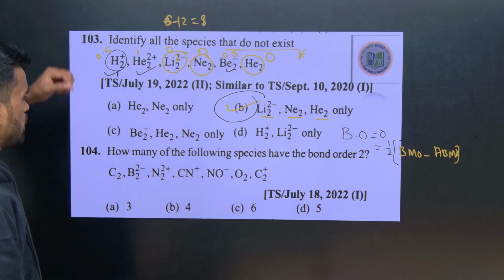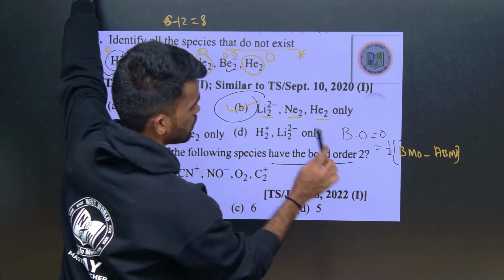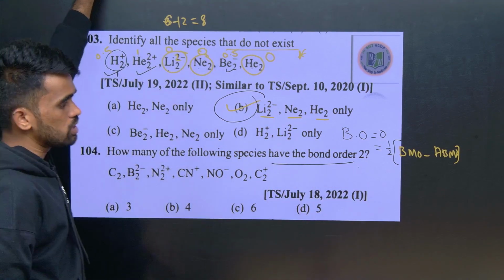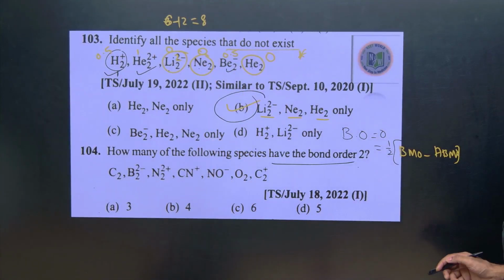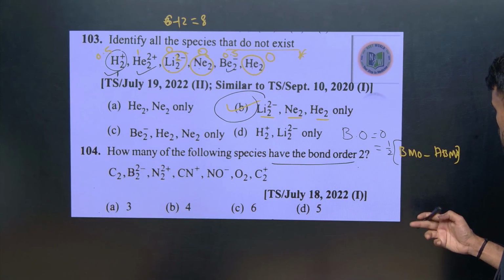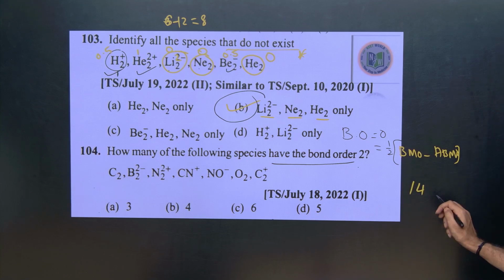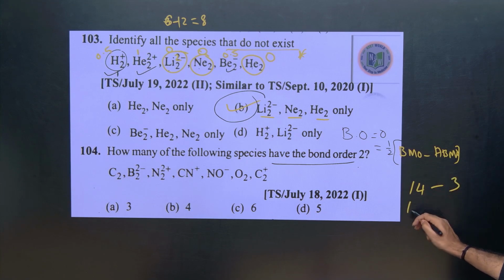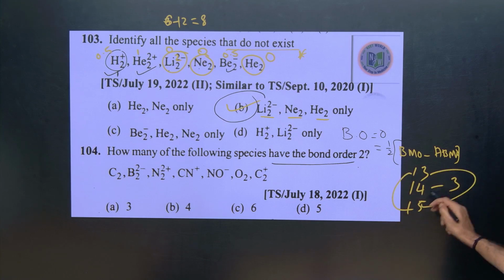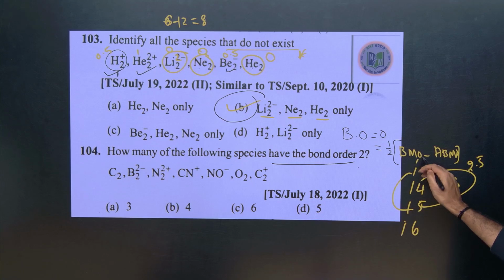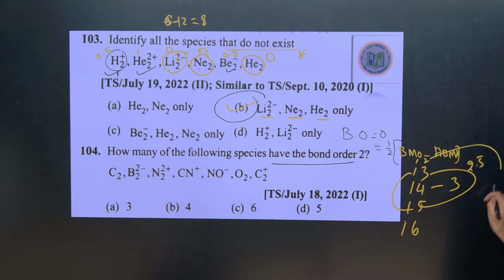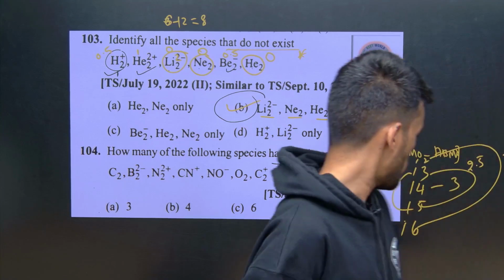Okay, so how many of the following species have the same bond order? Yes, so you just count the number of electrons. For example, if 14 electrons are there, you get bond order 3. If 13 electrons or 15 electrons are there, both of them have bond order 2.5. If 16 electrons or 12 electrons are there, for both of these the bond order will be 2. Okay, so like this you can simplify.